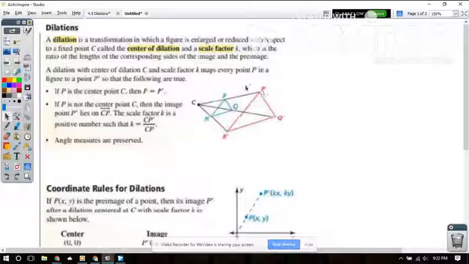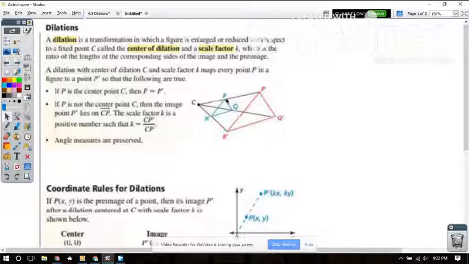Okay, it's new over old. That's what the ratio is going to be. It's going to be new over old every time. So the scale factor would be the length of segment P prime Q prime over the length of segment PQ.